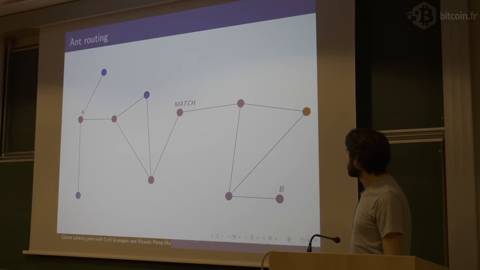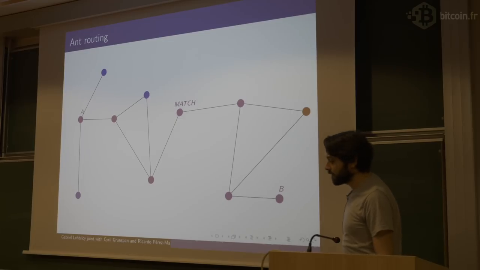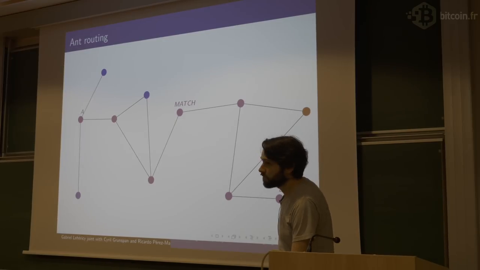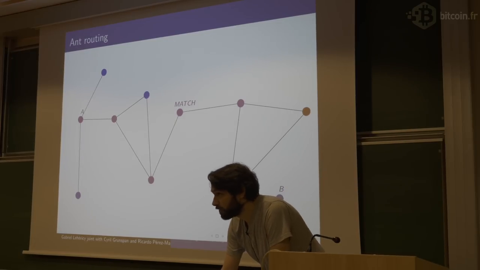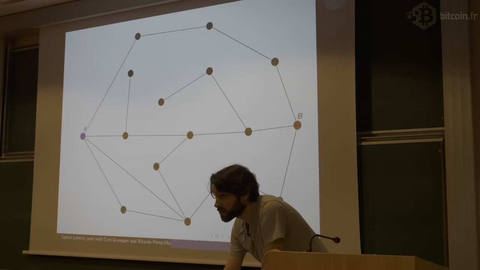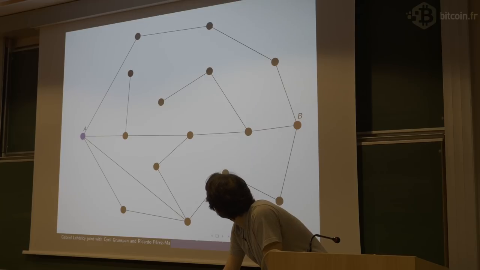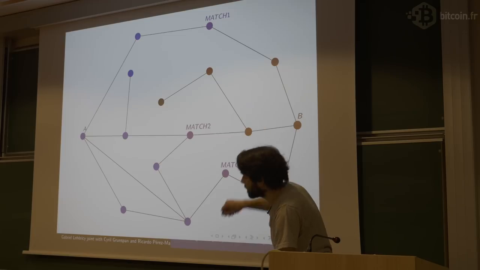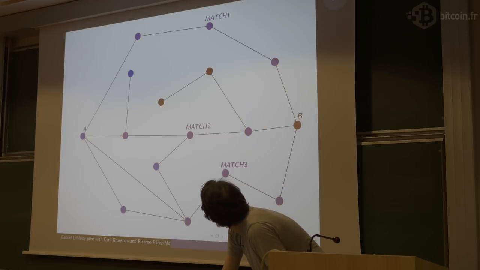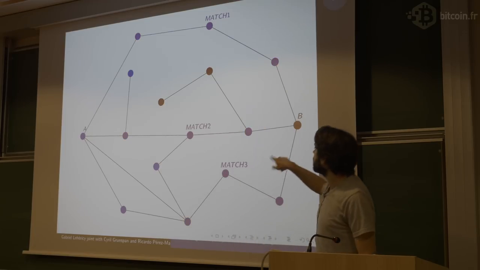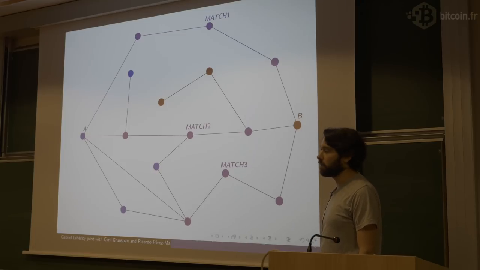Of course, this is a particularly simple example because there is only one route from A to B. But in general, if you take a more general graph, there could be several routes. So for example, in this graph, here you would have three matches. And this traces three different routes from A to B.